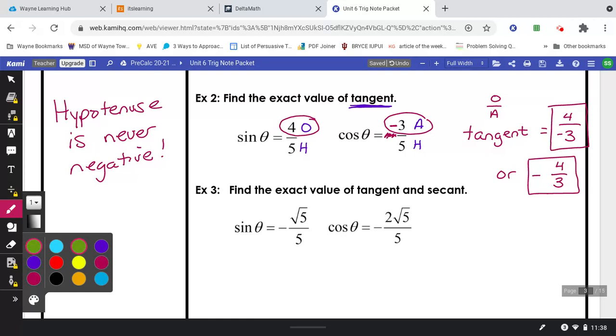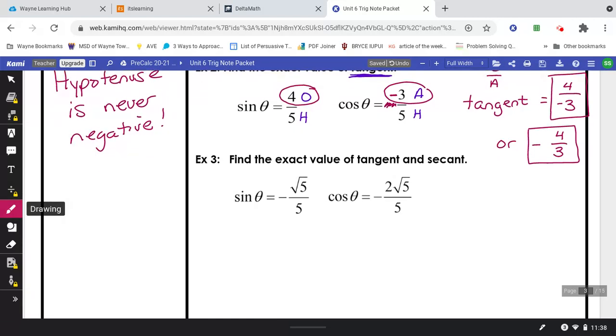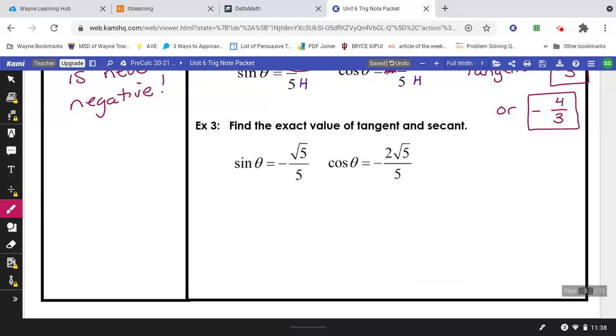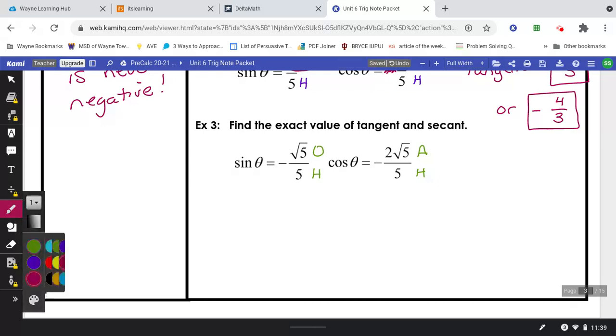All right. Example number 3. Find the exact value of tangent and secant. So again, not all of them, but just 2 of these here. Sine, opposite over hypotenuse. Cosine, adjacent over hypotenuse. And we've got 2 negatives that we need to deal with.